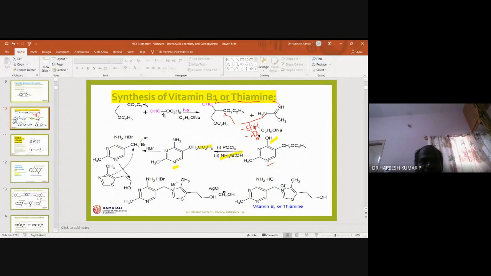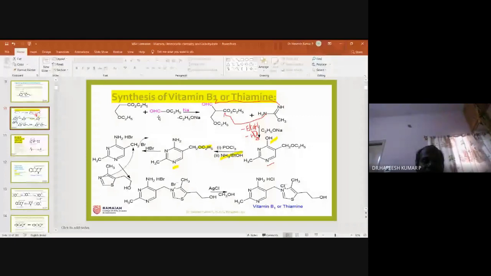And what is the name of this compound? You can also rewrite this as HCOOC2H5. Then it is called ethyl formate. Ethyl formate acts as a source of the formyl group.